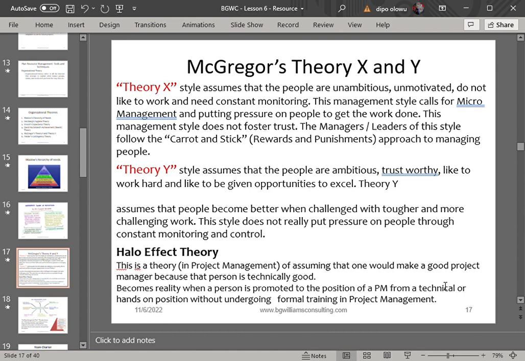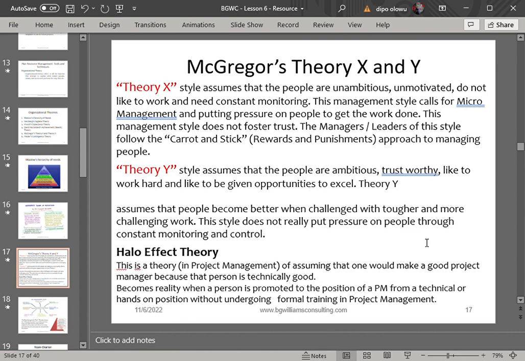What is the McGregor Theory X and Y? The McGregor Theory X and Y is straightforward. McGregor came up with this theory. First, he developed Theory X and Theory Y. What does it mean by Theory X?